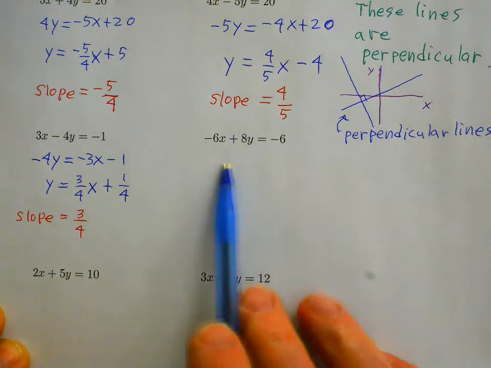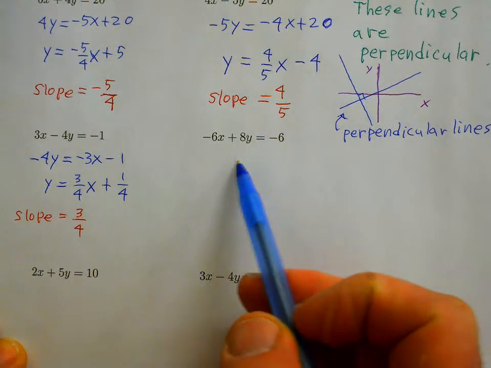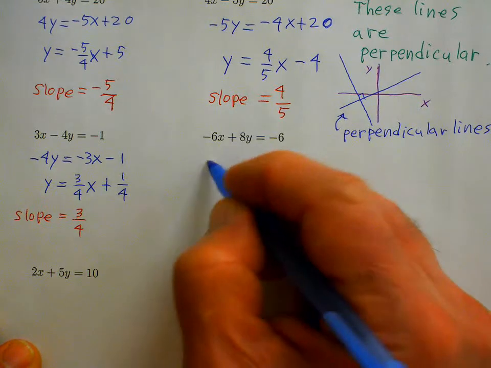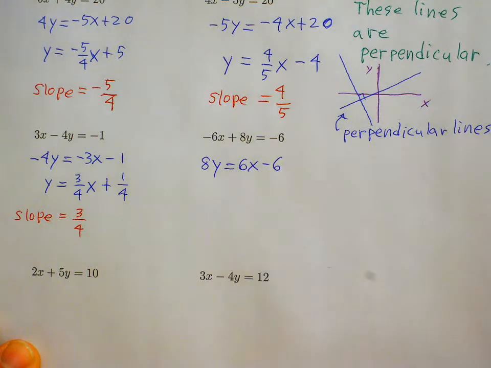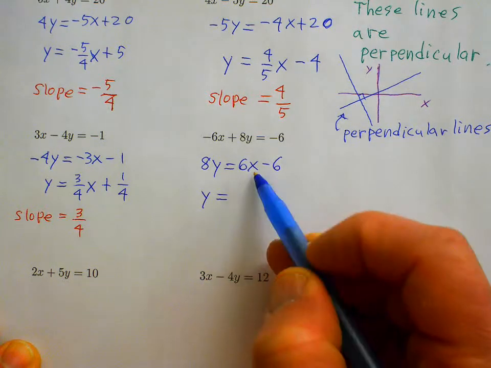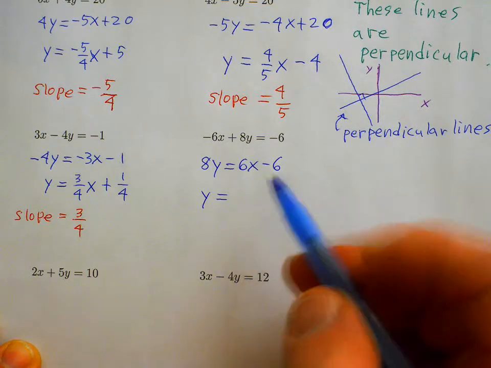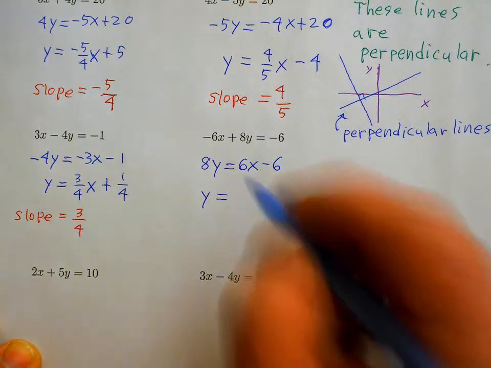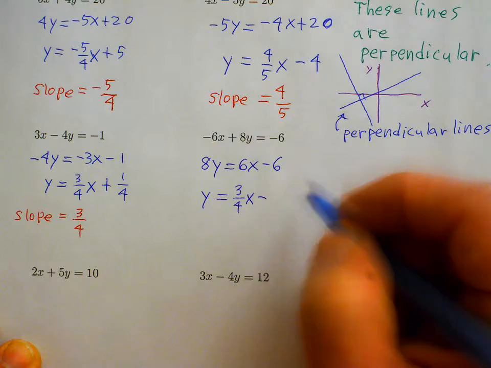Now let's rewrite the other equation so that it's in slope-intercept form. So this time add 6x to both sides. We get 8y equals 6x minus 6. Then divide both sides by 8. 8y divided by 8 is y, 1y. 6x divided by 8 is 6 over 8x, but then reduce the fraction 6 over 8 to 3 over 4, so 3 over 4x. And then minus 6 over 8 is minus 3/4.